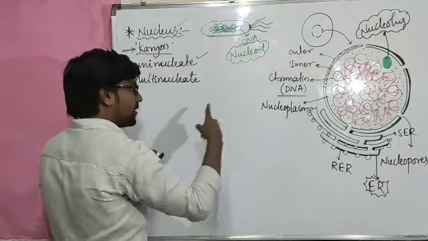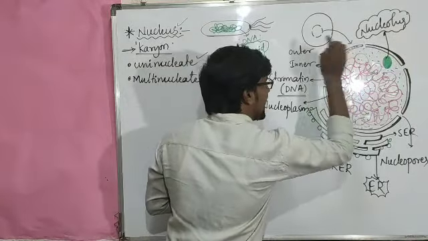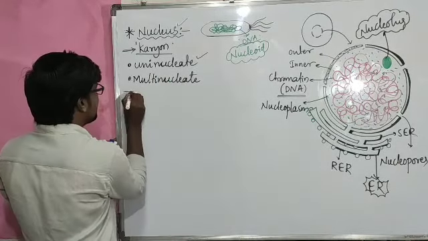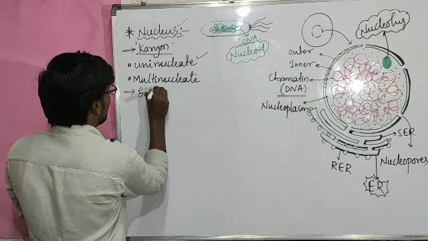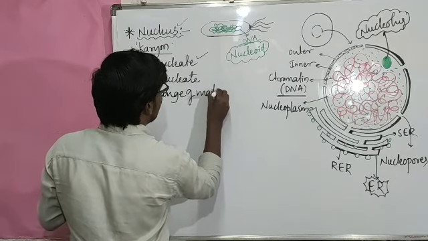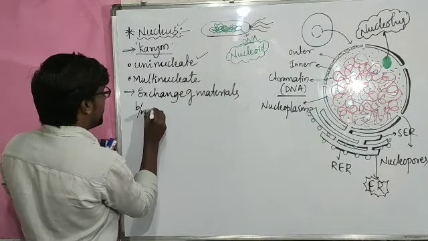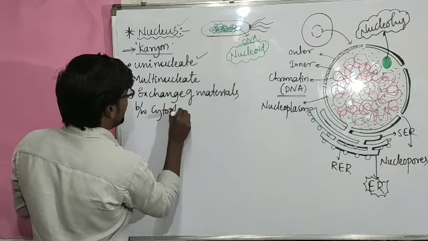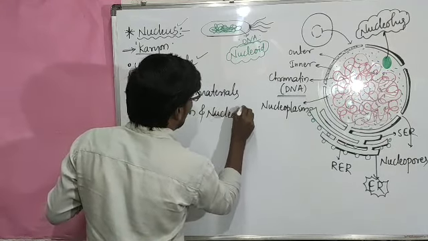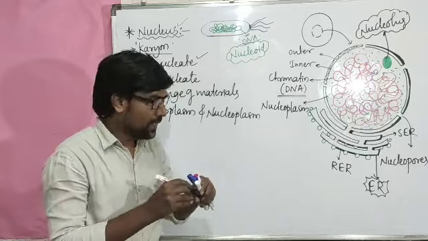So here, let us see one by one. If we consider this nuclear membrane, here and there it has gaps. That gap we call a nuclear pore, and the work of a nuclear pore is the exchange of materials between the cytoplasm and the nucleoplasm. This is the major thing performed by the nuclear pore.